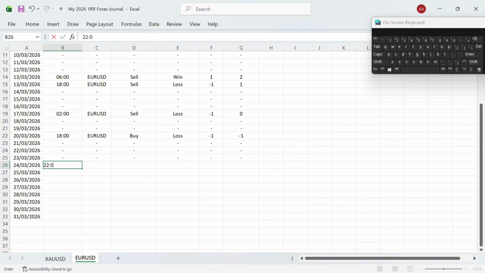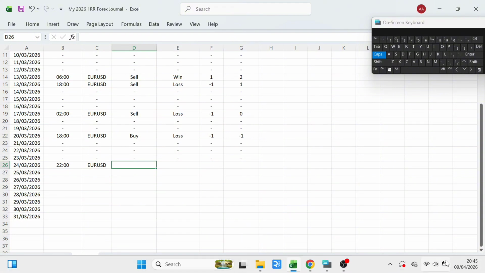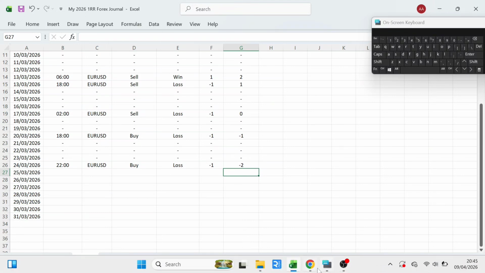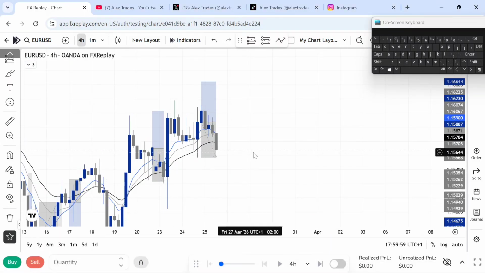24th was a buy at 22.00 Euro USD. Was this a buy? Yeah, this was also a buy. Ended up in a loss, -1, and cumulative becomes G22 plus F26. Okay, now let's continue.